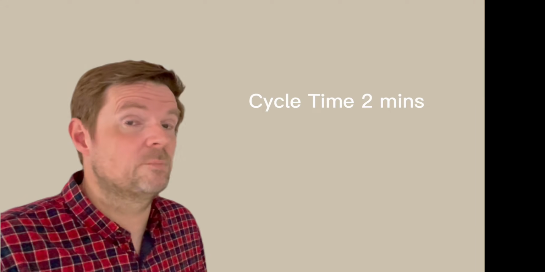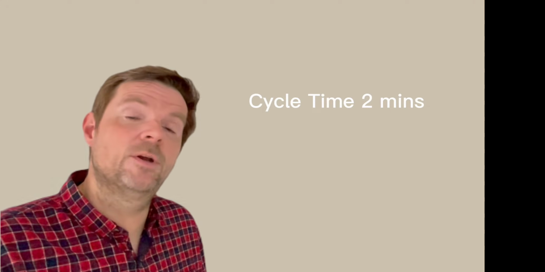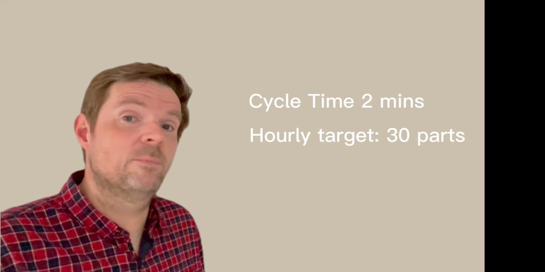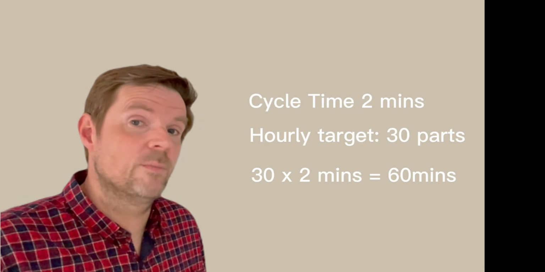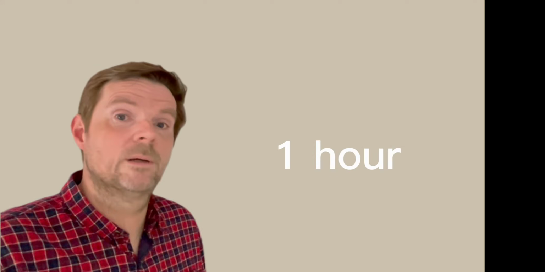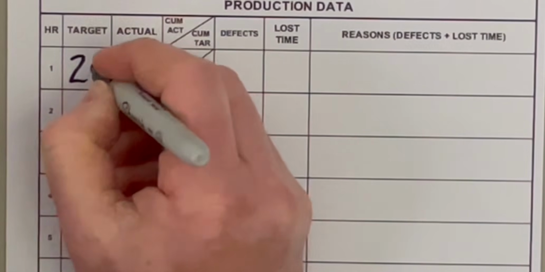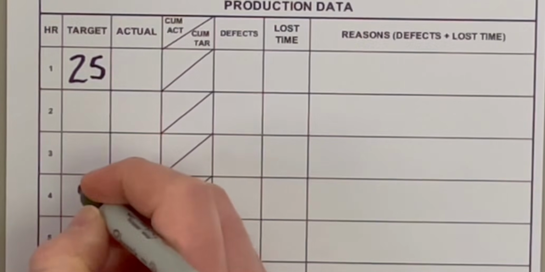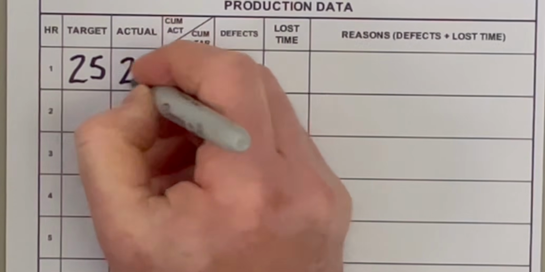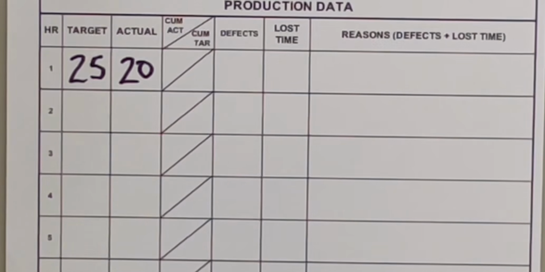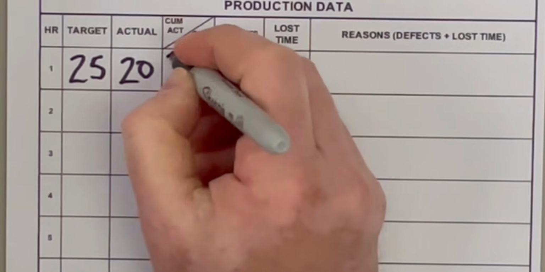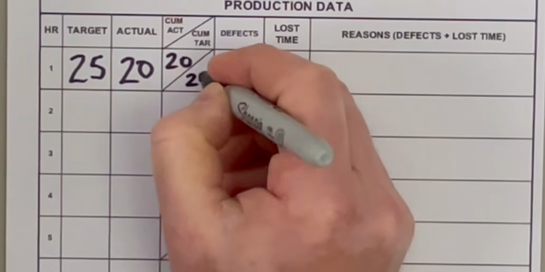In this case, it's based on a cycle time of 2 minutes, which is below the takt time. So your typical hourly target is 30 parts. 30 parts times 2 minutes equals 60 minutes, 1 hour. So for the first hour, the target is 25 because they had a short team brief. And actually at the end of the hour, we made 20 good parts that go in there. So the cumulative actual is 20, the cumulative target is 25.